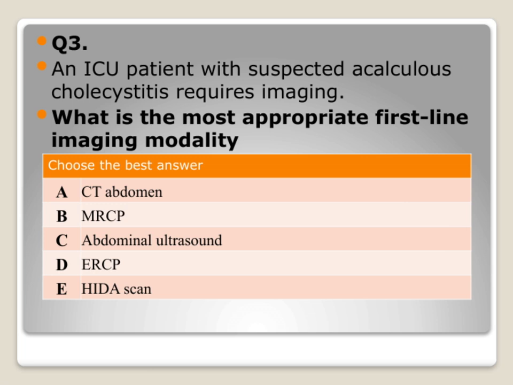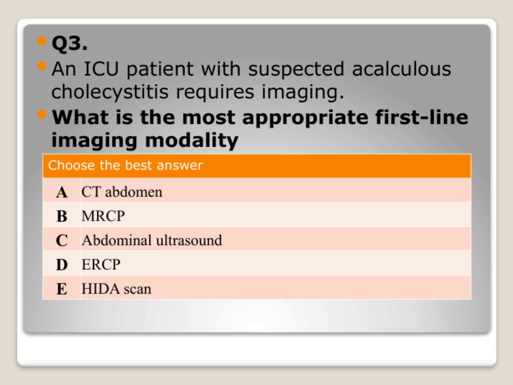quick imaging method. Abdominal ultrasound is often the go-to first step because it's non-invasive, doesn't involve radiation, and can be performed rapidly at the bedside. While CT scans are also useful, they are generally secondary or confirmatory, especially if ultrasound findings are inconclusive. MRCP and ERCP are more specialized and typically reserved for detailed biliary imaging or therapeutic procedures. The HIDA scan is sensitive, but less practical in unstable ICU patients due to longer imaging times and limited availability.